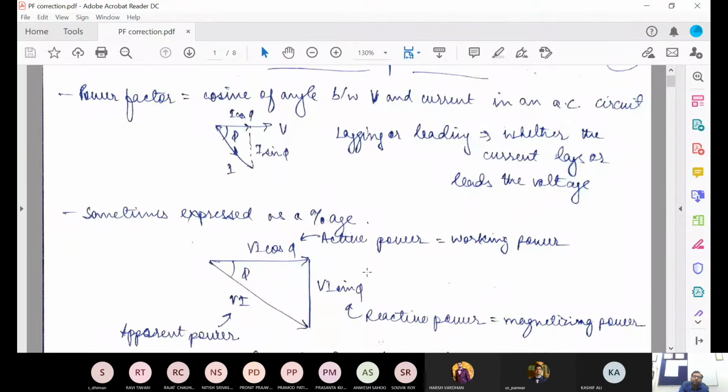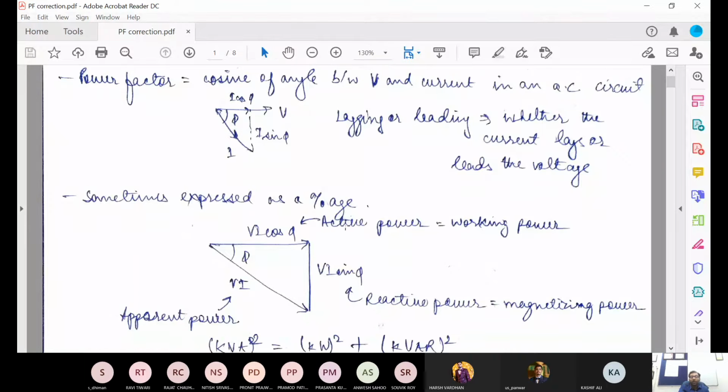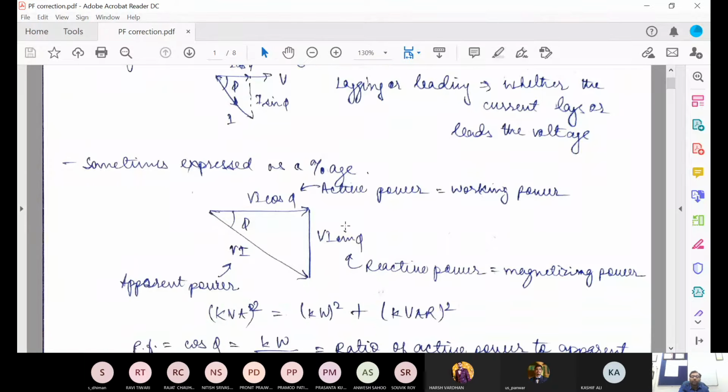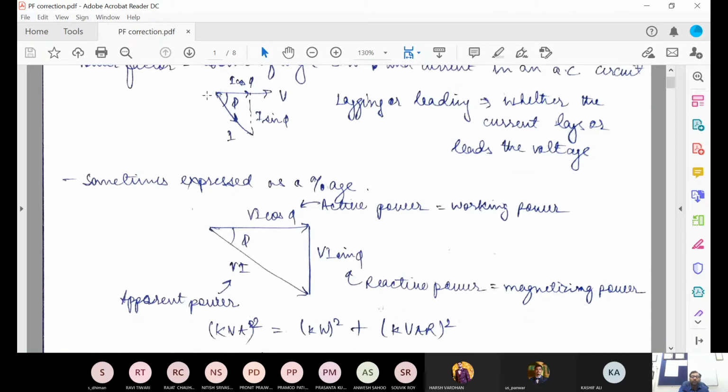Also many times we express this as a percentage. Whatever is the value of cos phi, if you multiply it by 100, then you can talk about power factor as a percentage. That is also very common. People talk about 80%, 90% power factor. And in the same phasor diagram above, if you multiply these current values by the voltage, then what you get is the equivalent power values.